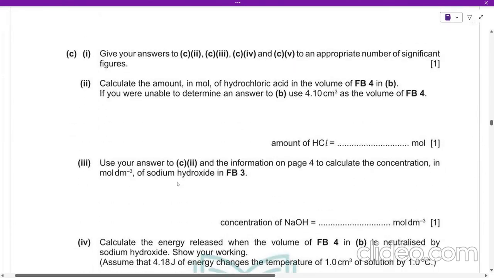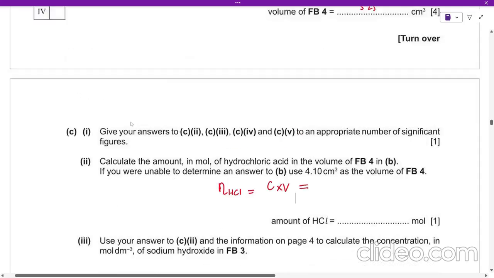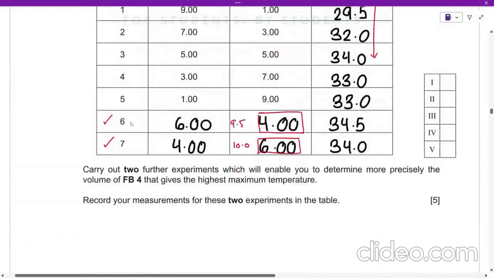Let's move on. Give your answers to part 2, part 3 and part 5 to appropriate numbers of significant figures. Calculate the number of moles of hydrochloric acid in the volume of FB4 in B. If you are unable to determine the answer to B, use 4.1 cm cube as the volume of FB4. So let's just calculate the moles of HCl. The moles of HCl will be concentration into the volume. So how much volume did we take? Let's just check.